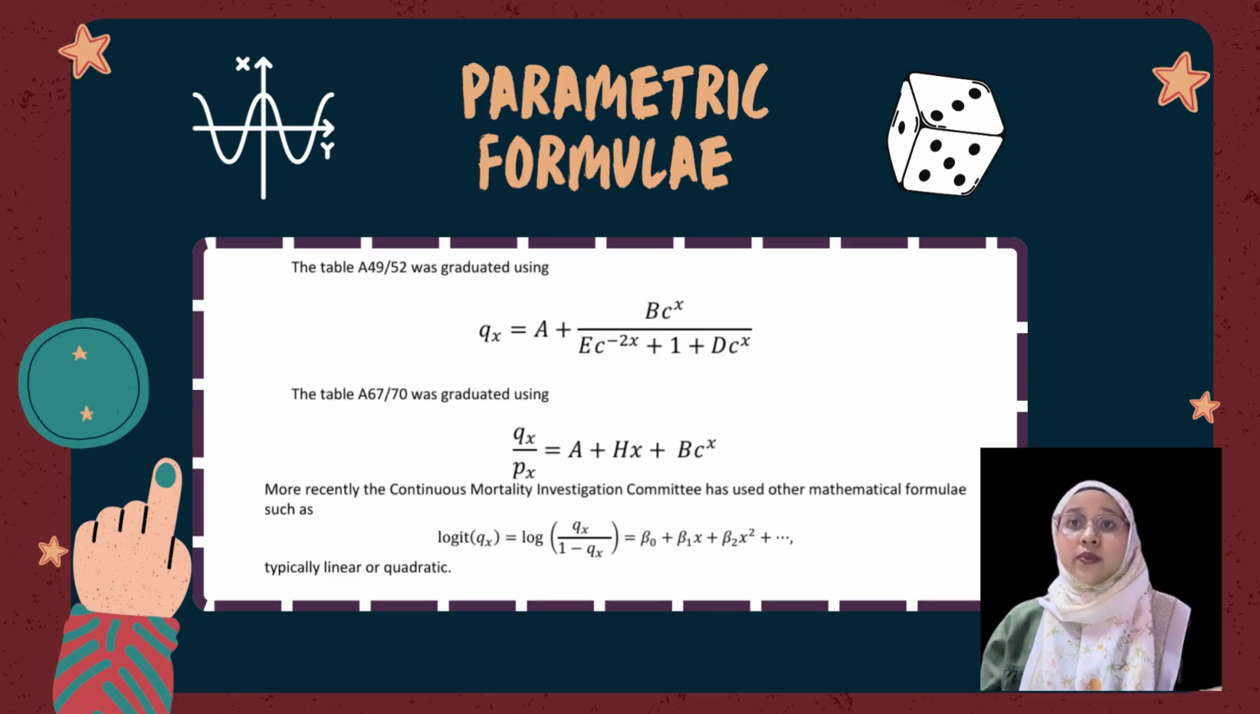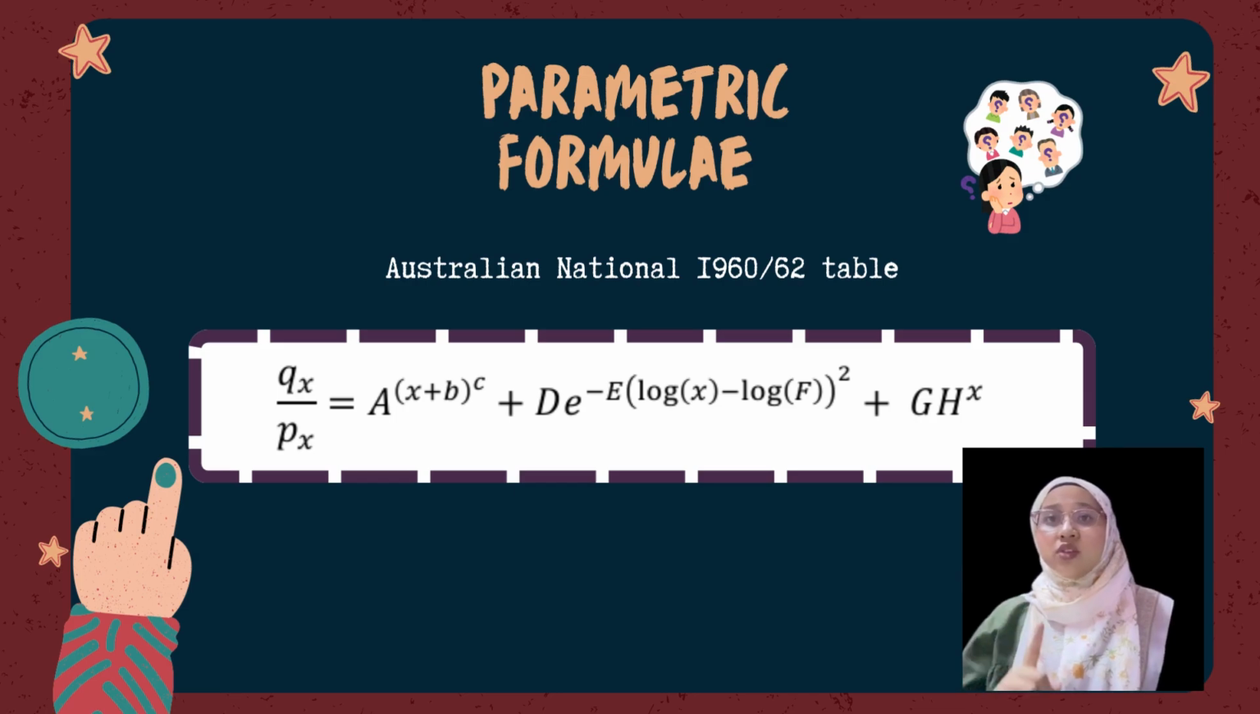It stretches the probability scale from 0 to 1 out to infinity, which makes it easier to model using polynomials. The hard part is finding one formula for the whole life. We have a high infant mortality, a teenage accident hump, and then normal aging. To solve this, tables like the Australian National Life Table 1960 to 62 actually combine three functions into one complex equation to capture every single phase accurately.